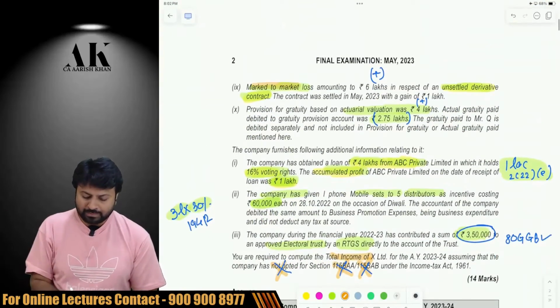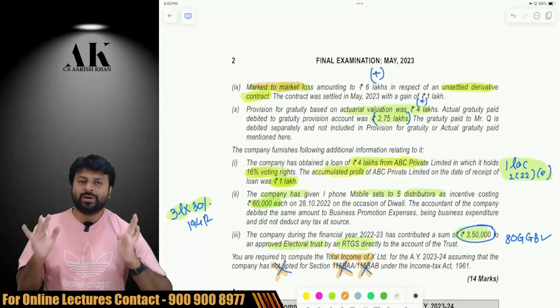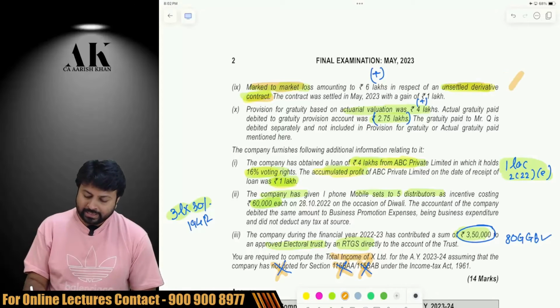Next one, mark to market loss is allowed as a deduction provided it is computed as per ICDS. Now ICDS says that if you incur mark to market loss for an unsettled derivative contract, it is not allowed.